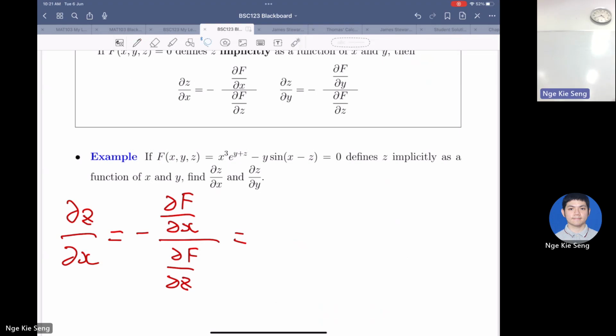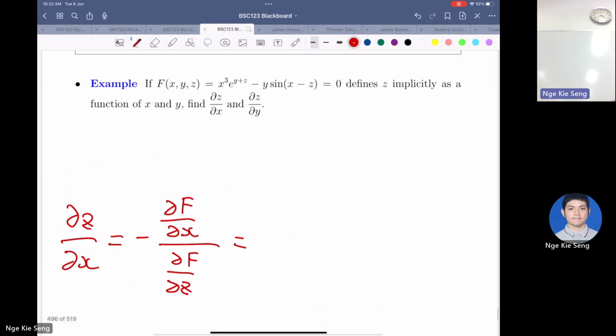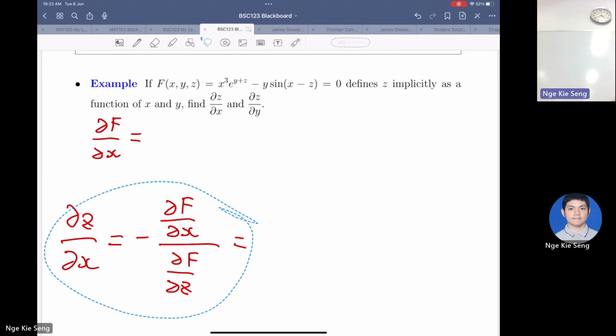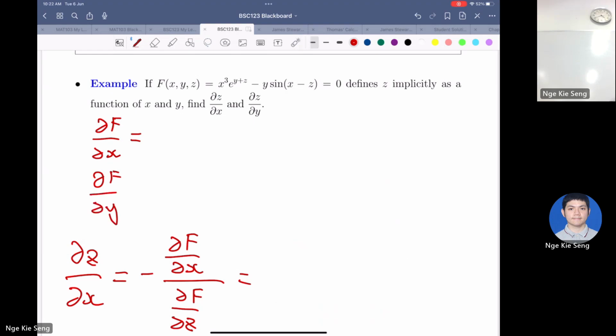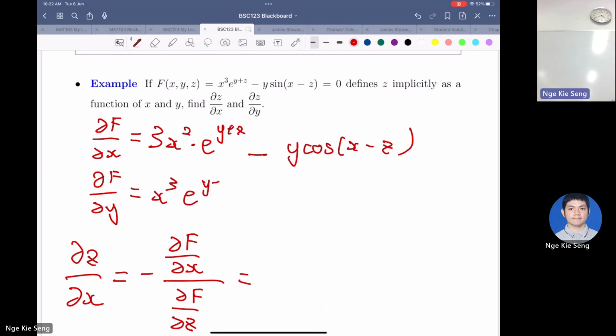So we need to compute the first derivative with respect to x first. What do you get? What's the answer you get? What is differentiating capital F with respect to x? 3x squared times e to the y plus z, minus y times cos of x minus z. Del f over del y is x cubed e to the y plus z minus sine of x minus z. Can you follow?